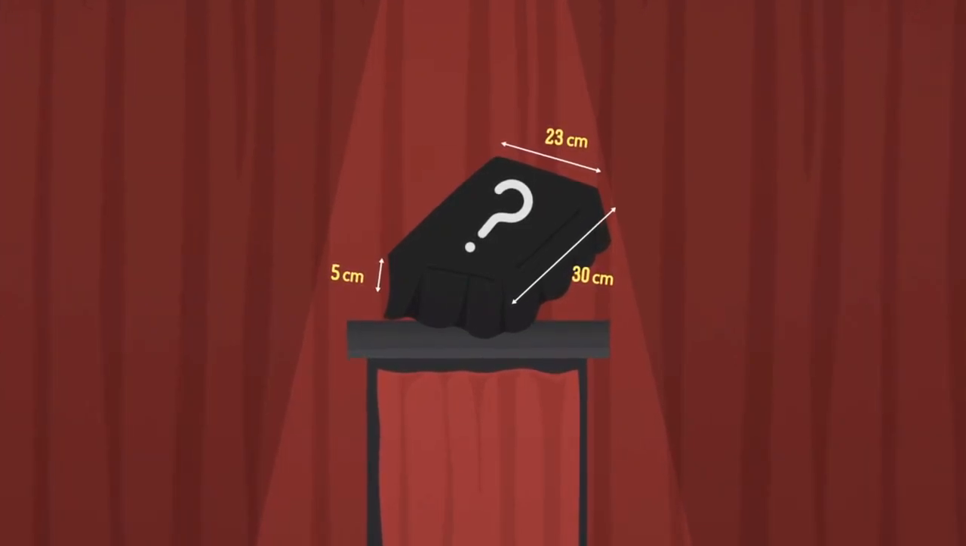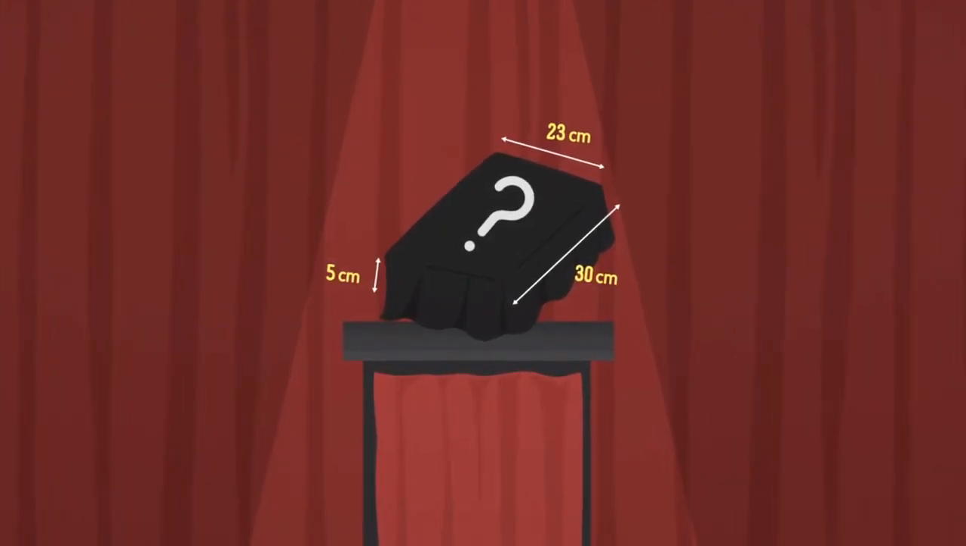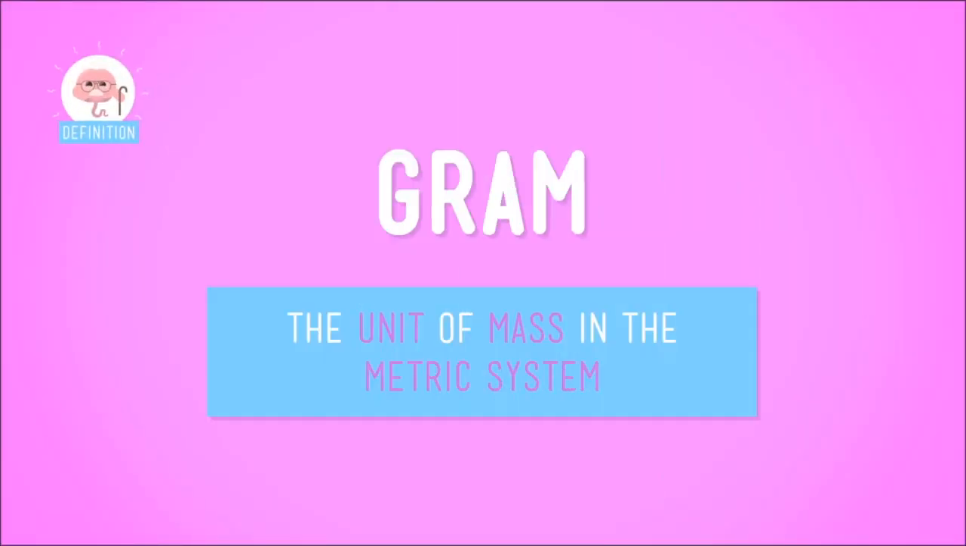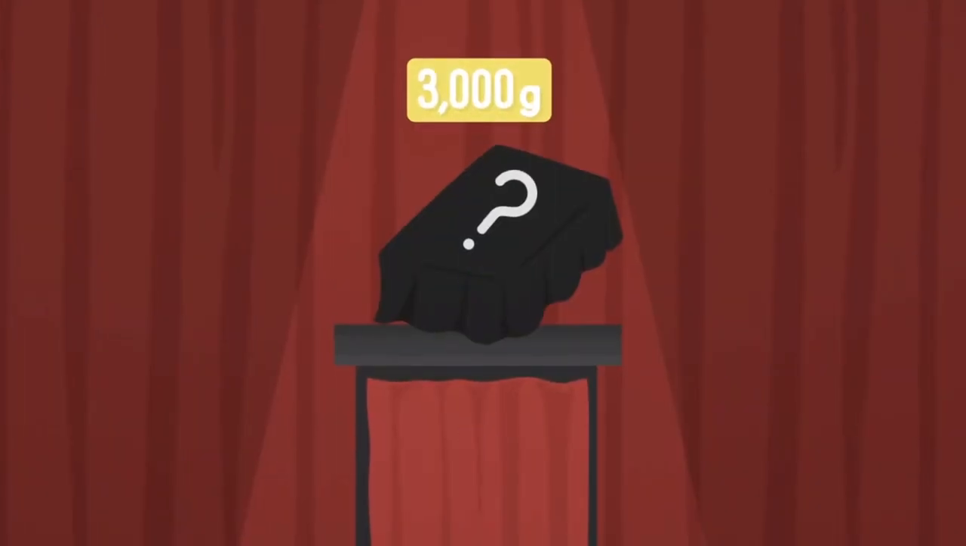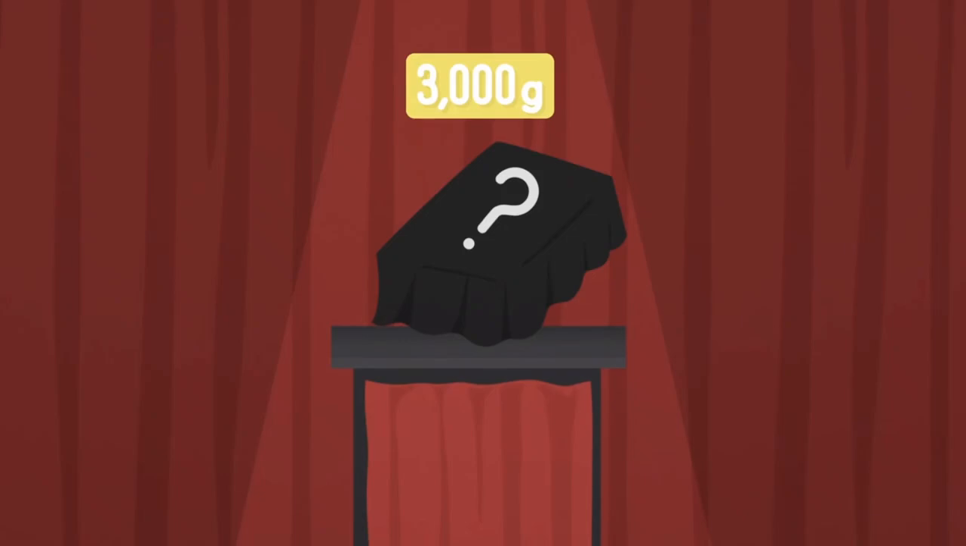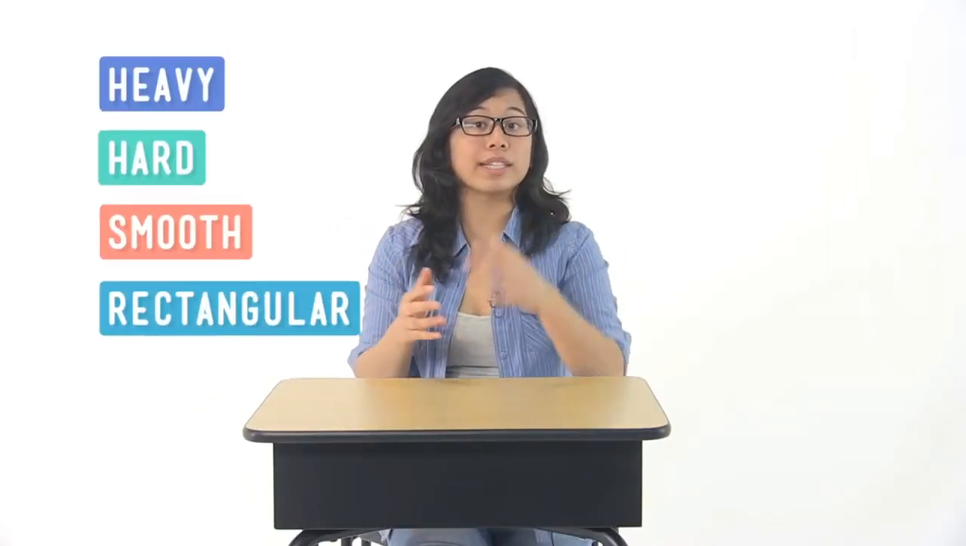So we have some measurements. That's a good start, but it's not enough to tell us what this thing is. So let's measure another property, its mass. To do this, we need a different tool, a scale, and we'll use a different unit too. In the metric system, the unit of mass is called a gram. A paperclip has a mass of about a gram. Whatever this is, it's kind of heavy. It's almost 3,000 grams. So here we have an object that is pretty heavy, hard, smooth, and rectangular.